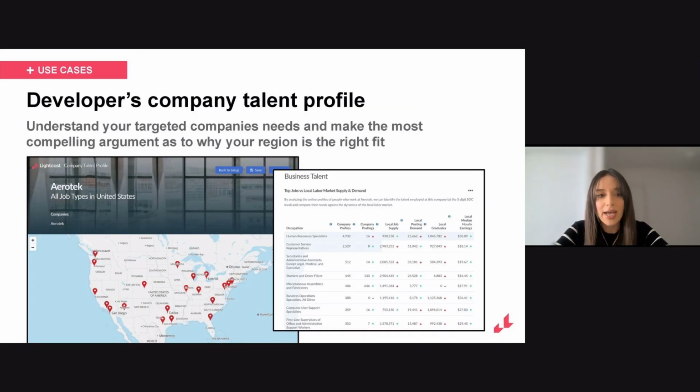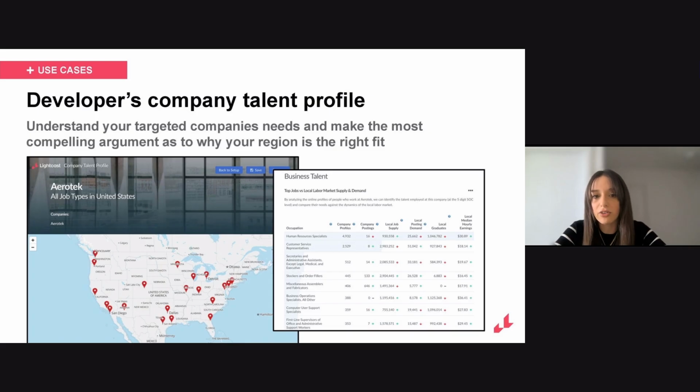All right, so as Nathan discussed, developer has lots of different ways and different reports that could be used for business attraction. Right now, we'll focus on a feature that's had significant attention recently from users, and that's our company talent profile. So the company talent profile provides you with an overview of a company with data relating to the type of jobs it employs, the jobs it's hiring for, and talent competitors.